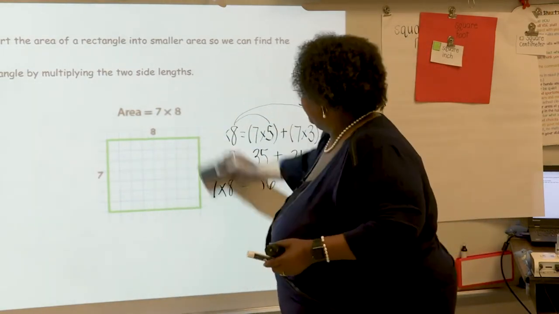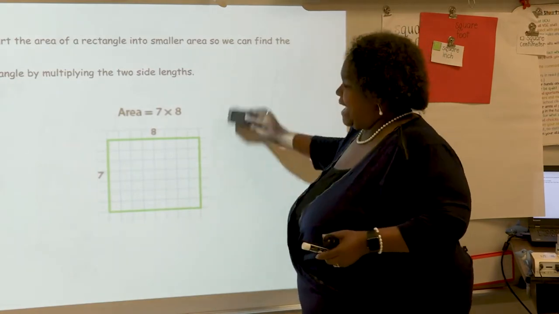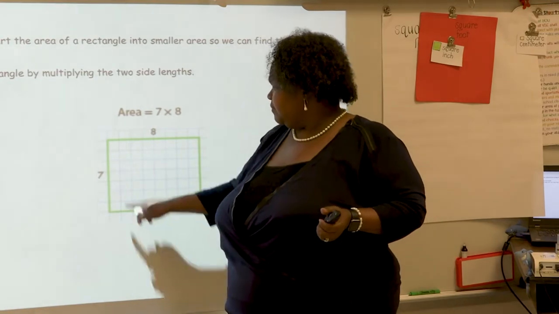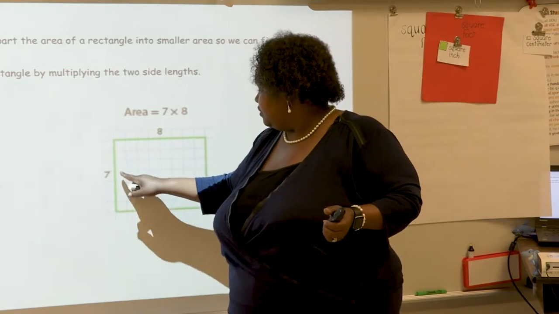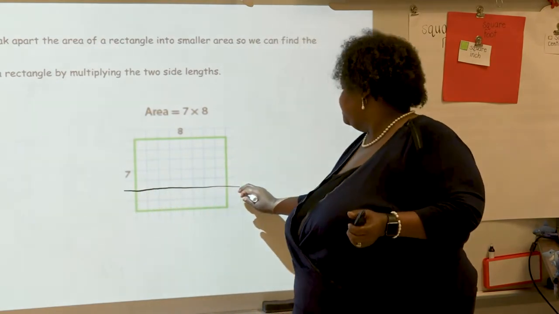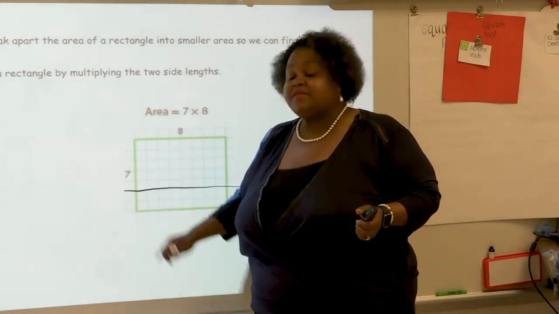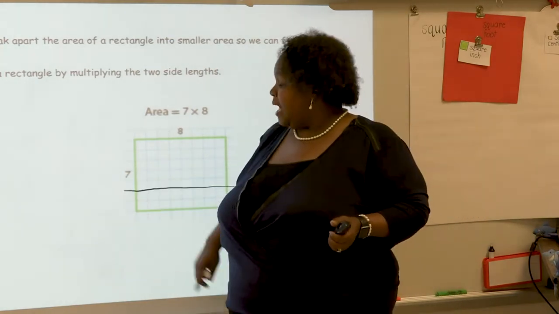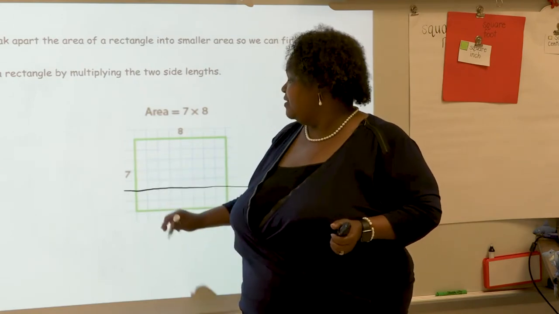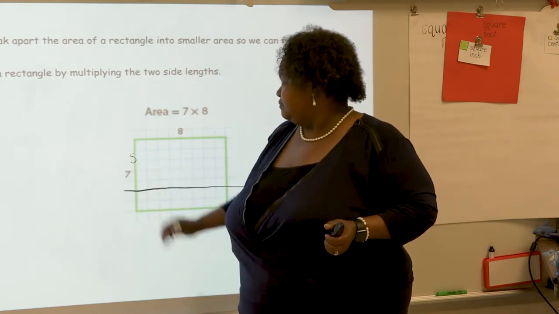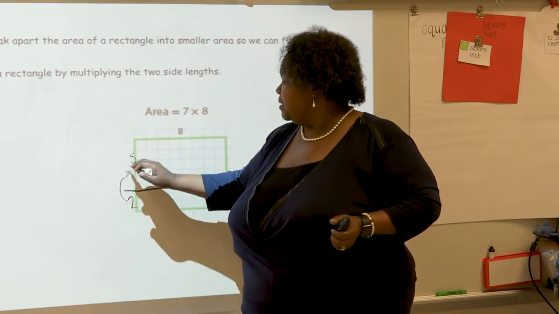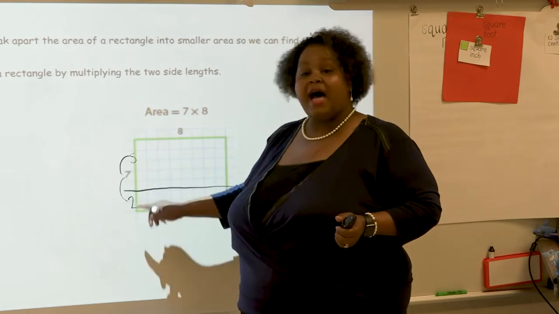A different way. What if I kept the 8 but broke apart the 7 this time? Let's break apart the 7. I like my 5s. 1, 2, 3, 4, 5. Let's put it here. So I'm going to keep my 8, but this time I'm breaking apart the 7 to a 1, 2, 3, 4, 5, a 5, and a 1, 2. It's still 7, but it's broken apart to a 5 and a 2.